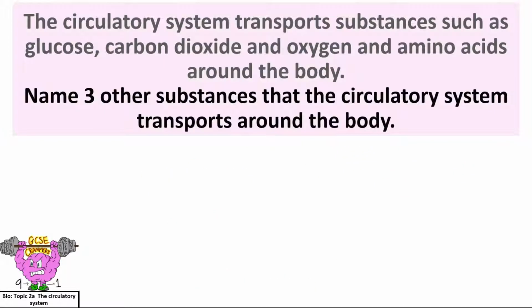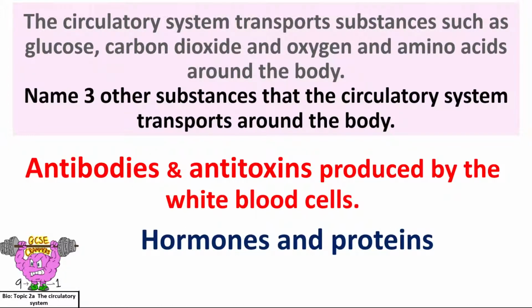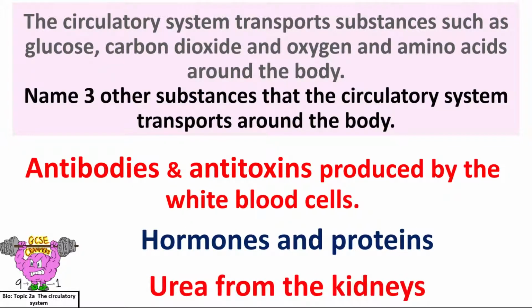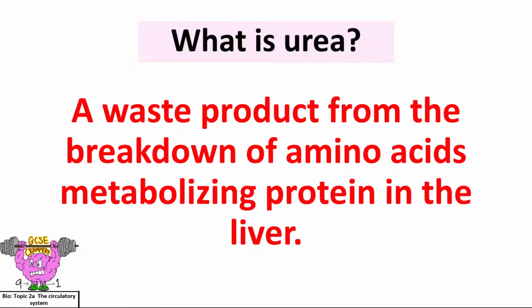The circulatory system transports substances such as glucose, carbon dioxide, oxygen, and amino acids around the body. Name 3 other substances that the circulatory system transports around the body. Antibodies and antitoxins produced by the white blood cells. Hormones and proteins. And urea from the kidneys. What is urea? It is a waste product from the breakdown of amino acids, metabolizing protein in the liver.